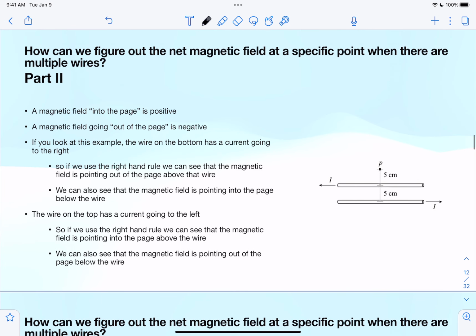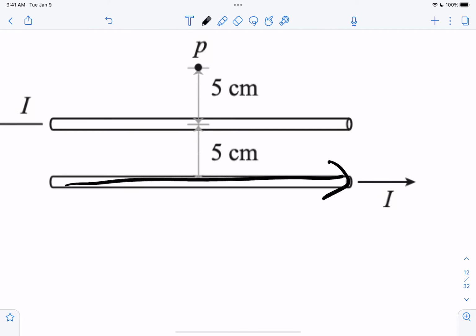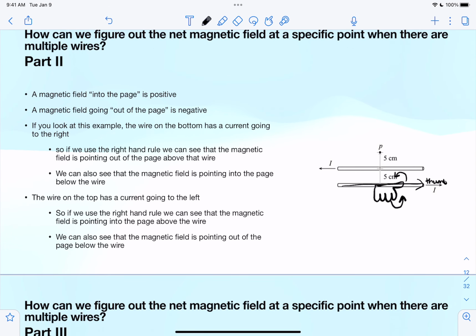If you look at this example, the wire on the bottom has a current going to the right. If we point our thumb to the right, we use the right-hand rule. We can see that the magnetic field is pointing out of the page above that wire. So with my thumb pointing in this direction, below the wire it should be going into the page, and above the wire it should be coming out of the page. Does that make sense so far? Are you guys seeing that direction?